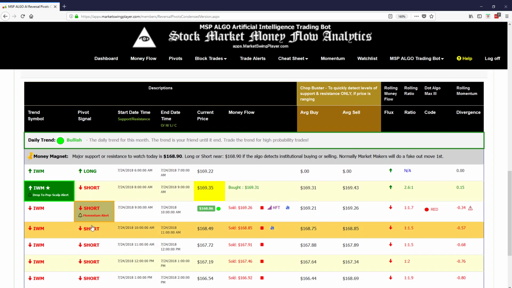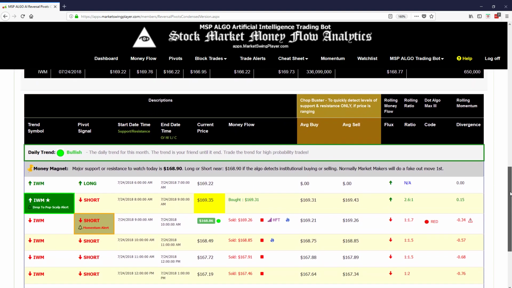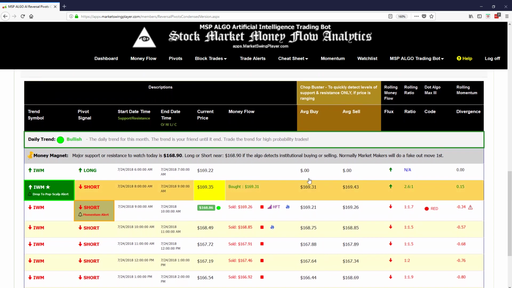So now I already did my search and I can see that I am looking at IWM. And it has the trend, the symbol, pivot signal, start date time, end date time, current price, money flow, average buy and sell of the traders, the money flow flux, what the ratio is, .algo max 3 code, and rolling momentum. So what are each of these?